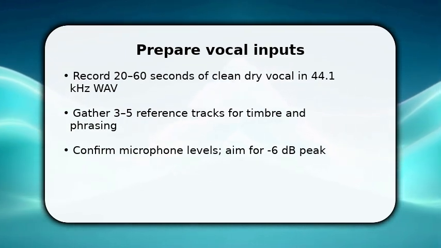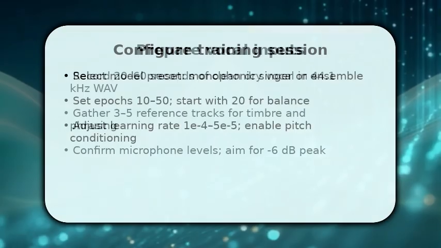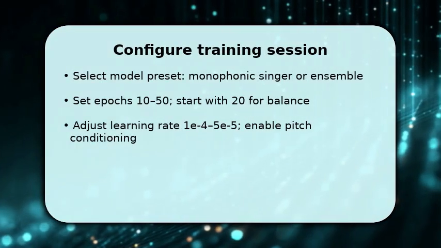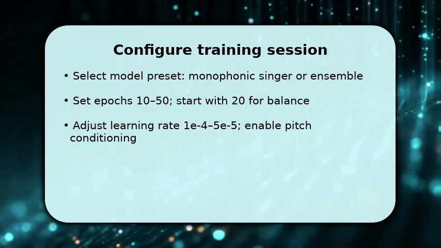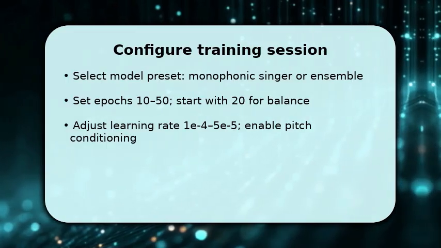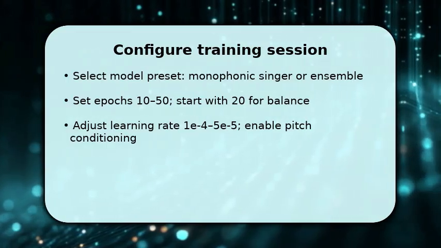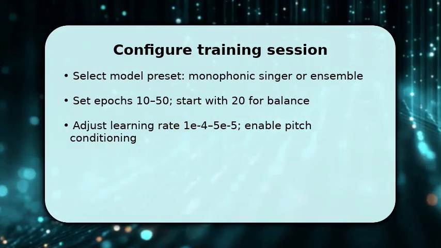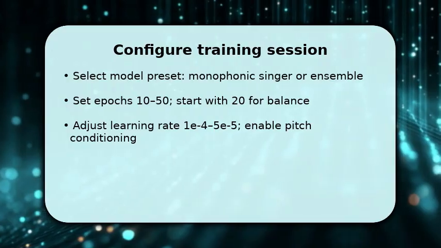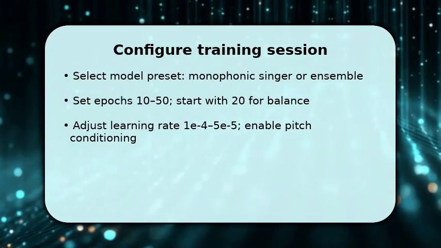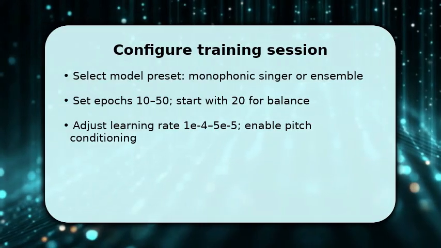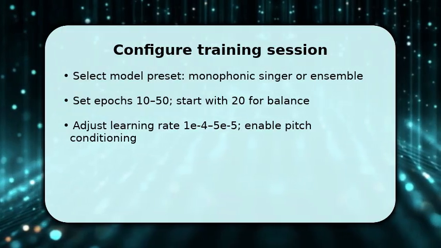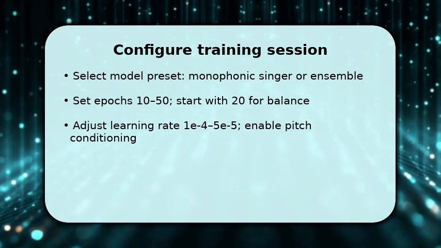You now configure the training. Pick the singer preset that matches mono or ensemble performance and enable pitch conditioning so the AI learns vibrato and transitions. Once configured, choose a conservative learning rate and set epochs. Start near 20 to judge overfitting. Make sure to split data 80/10/10 for train/val/test and enable augmentation like slight speed and pitch shifts to improve robustness. Monitor loss curves and listen to validation renders.